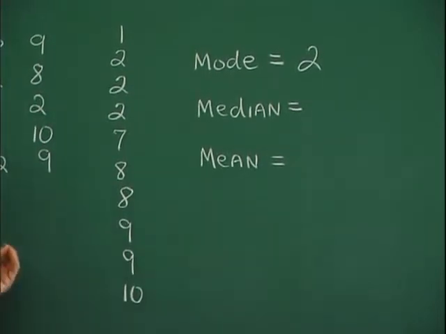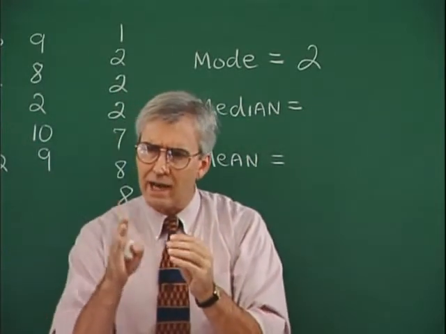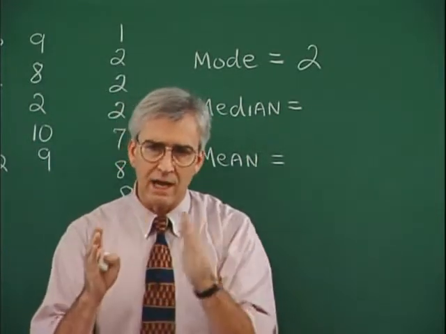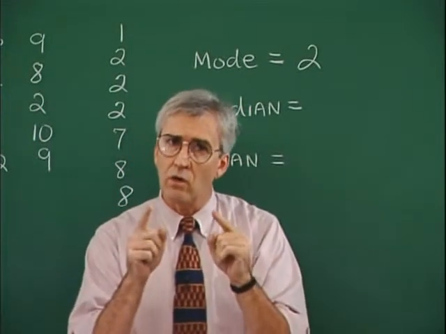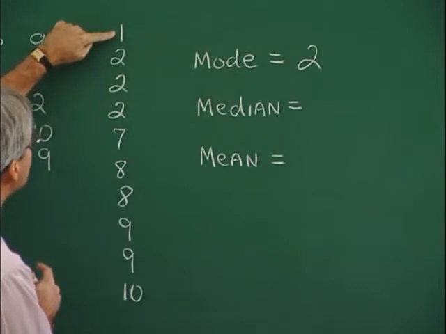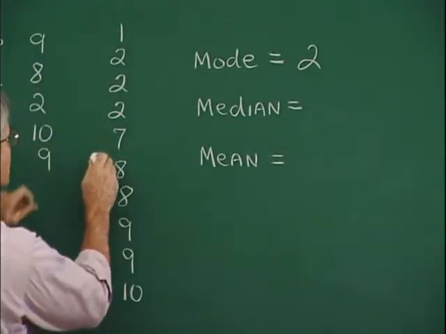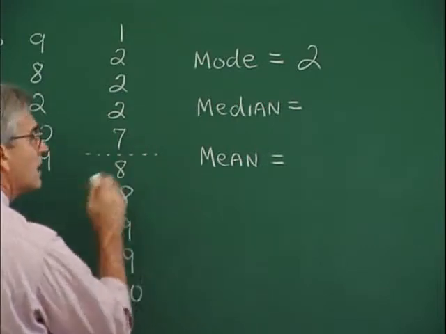Well, if there are 10 items, then it makes sense that we would want to have 5 items above the median and 5 items below. Now, in order to have 5 items above and below, the median would have to be, let's see, here's 1, 2, 3, 4. Here's the 5th item. Here's the 6th item, so the median has to be right in between.